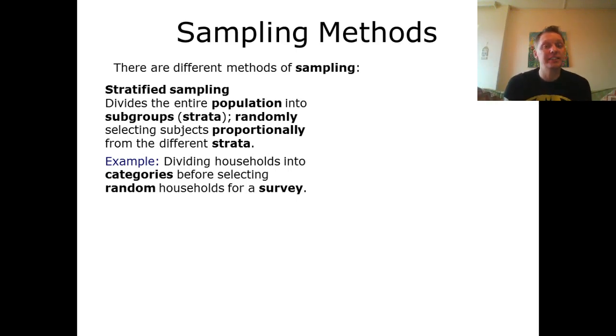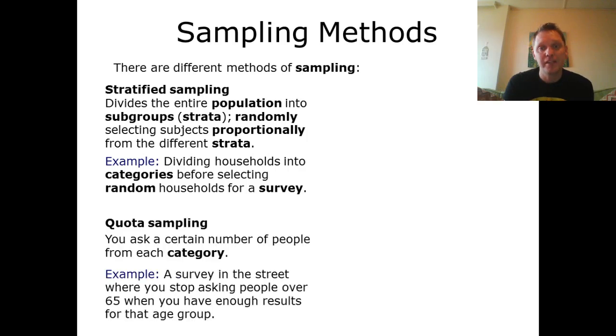An example of this is households, maybe their ways of watching TV, in which case we could take the households, divide them into subcategories, and then randomly select households for the survey based on which group they were in.